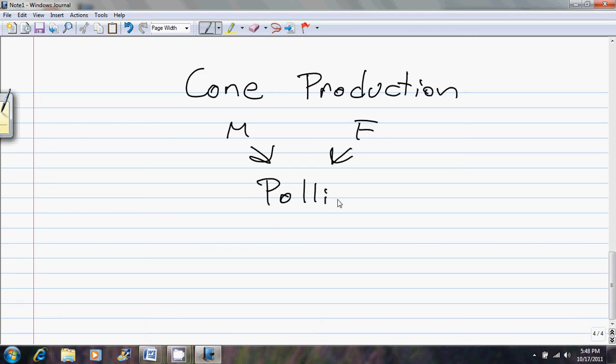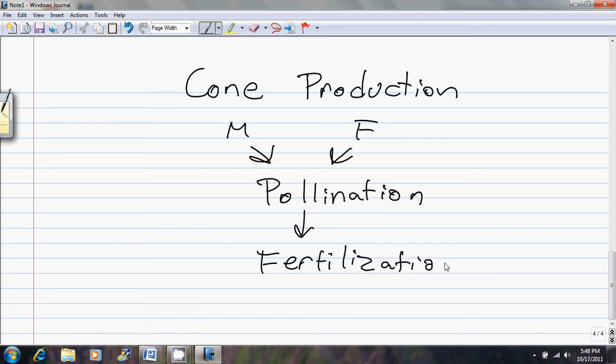Then from pollination, we have fertilization, and don't worry, I'll go back over these steps. And from fertilization, you have seed development. And finally, we have seed dispersal. So let's talk about these.